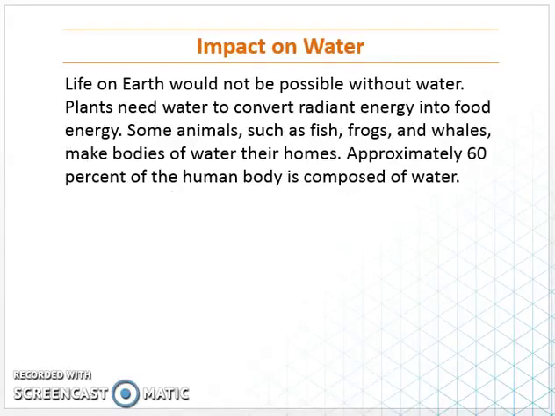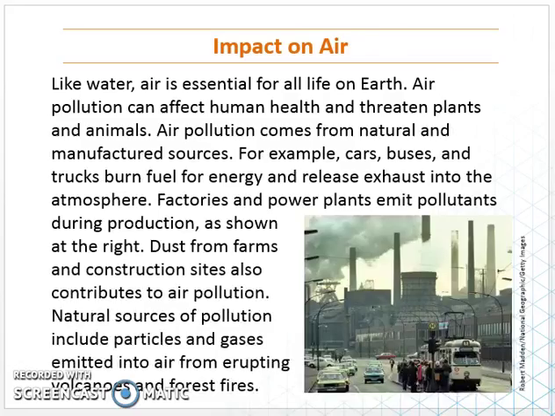Life on Earth would not be possible without water. We are mostly made of water. Plants need water to convert radiant energy into food. Animals need plants to survive. Some animals, such as fish, frogs, and whales, make bodies of water their home, and approximately 60% of the human body is composed of water.